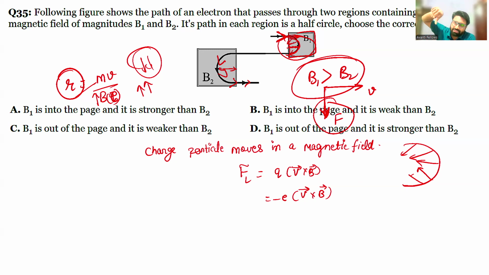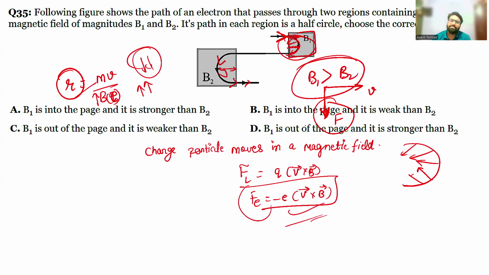If you move in the direction of B perpendicularly and curl your fingers, then the pointing direction is downward. If B is outside, which means for the electron B is inside, because the direction of the force changes for the electron. So B is inside. So B1 is into the page and it's stronger than B2. Option A is the correct one.